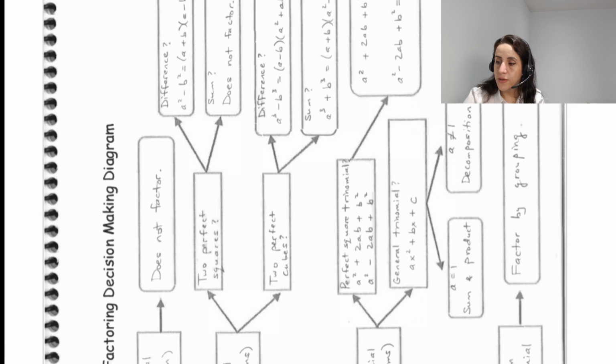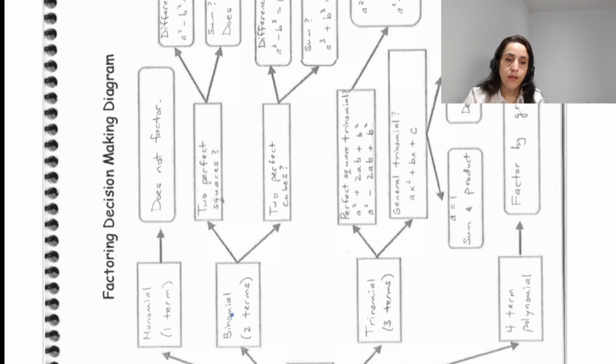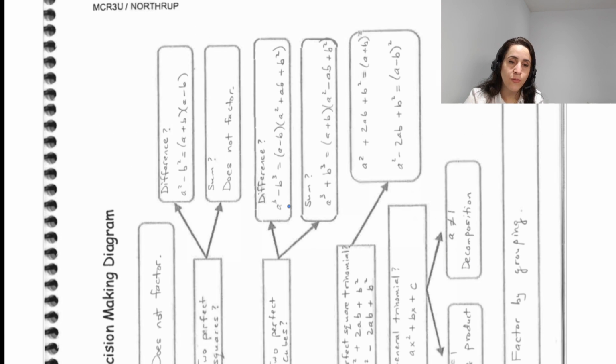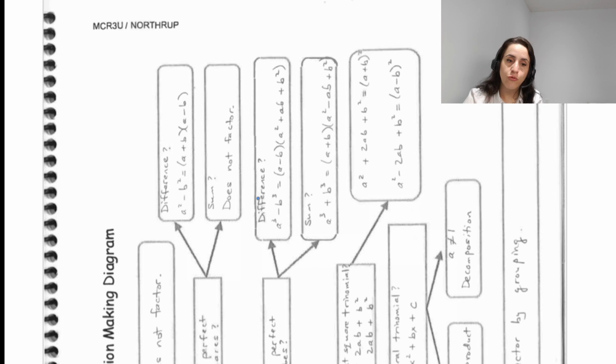For binomials, for two terms, there is another way of factoring: two perfect cubes, meaning exponent 3. Then I have two options. If there is a difference or a sum of those cubes, both of them are factorable, based on the difference of cubes and sum of cubes formulas. And as you see, the formulas are here.